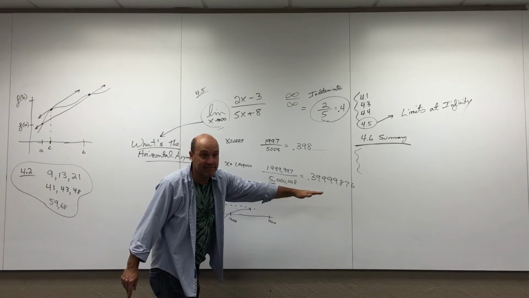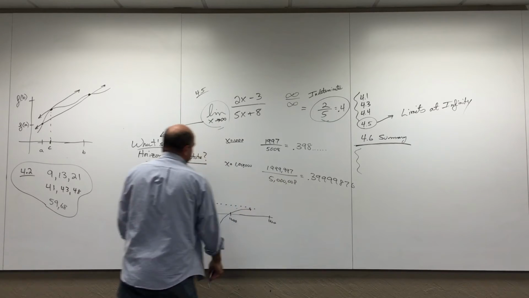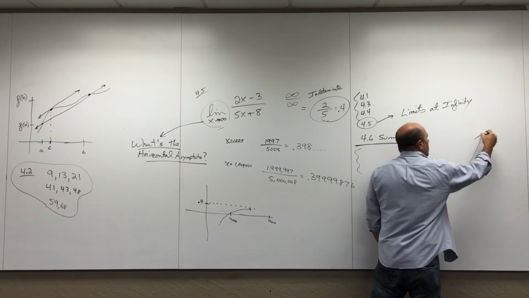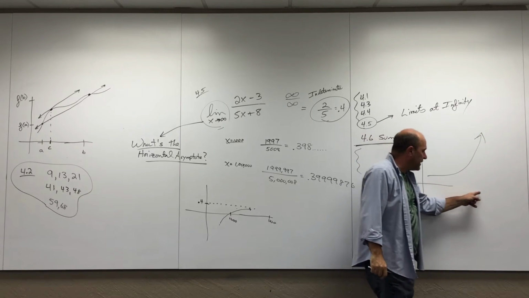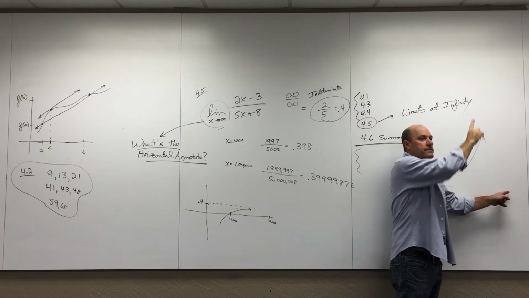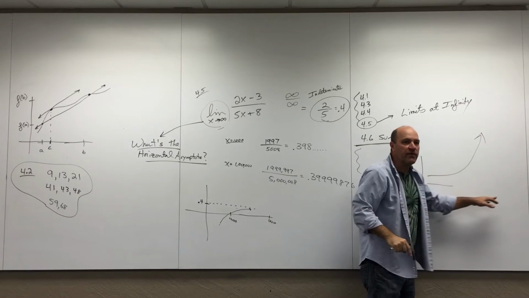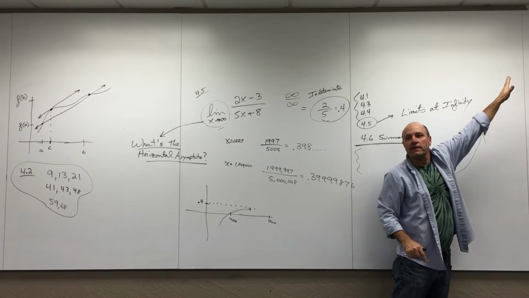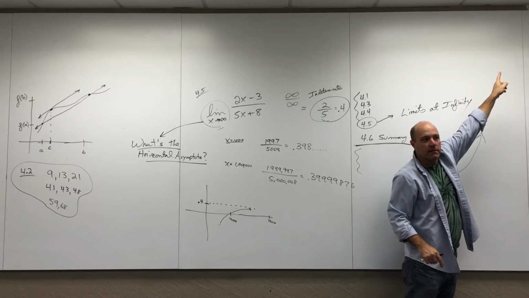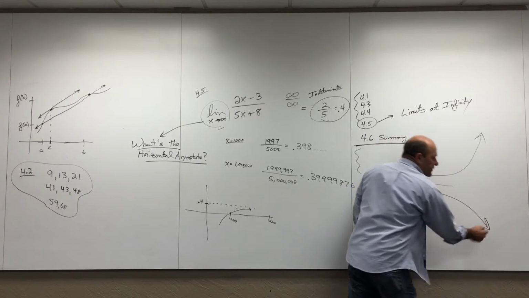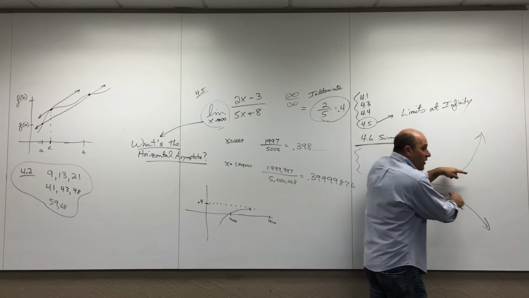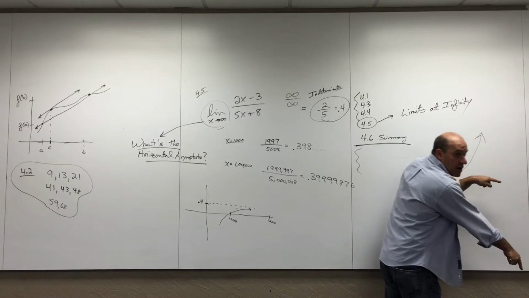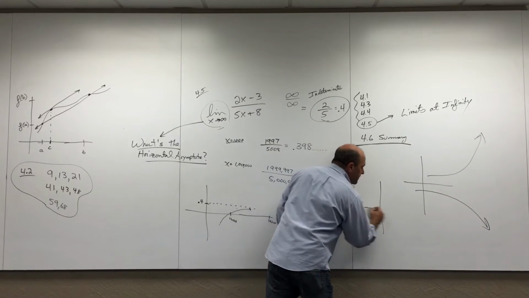Look at this picture. What's the limit as x goes to infinity? As x goes to infinity, what's this function doing? What's the y value, please? Infinity. Okay, here's another picture. As x goes to infinity, what's the y value, please? Negative infinity.